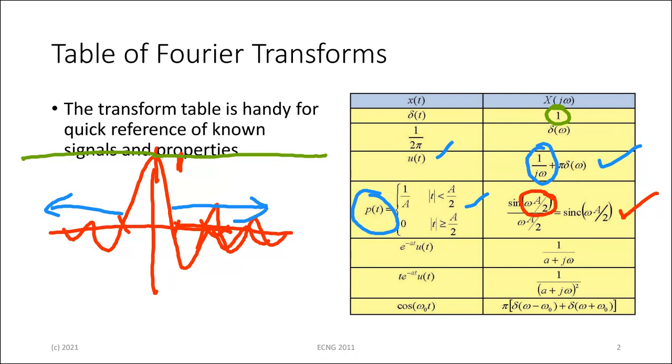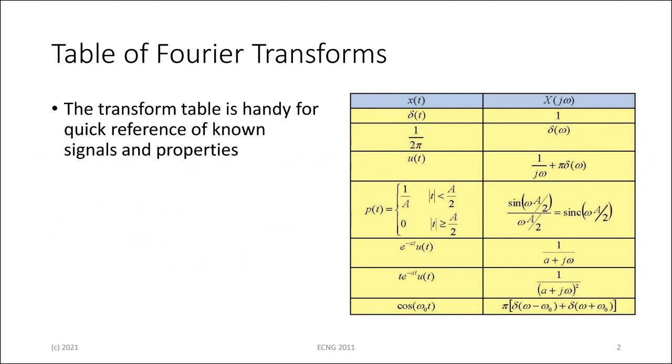All right, and then what we had derived, of course, e to the minus at gave us 1 over a plus j omega here. And this is almost straight from your Laplace transform. You could substitute s equal j omega. At t e to the minus at gives us, of course, a quadratic below. And then the sinusoid gives us this.